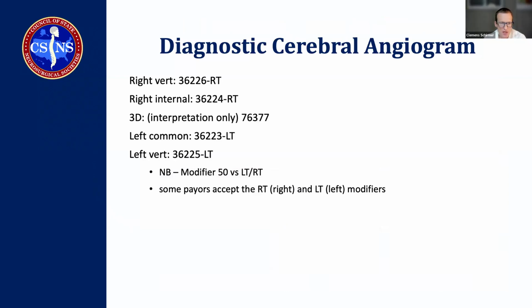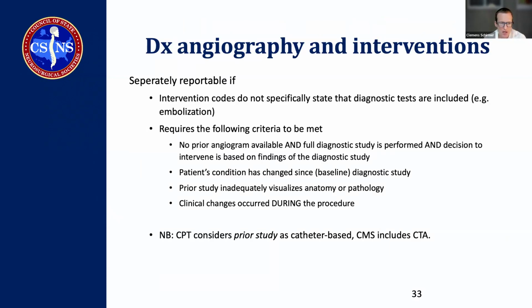And this is how this looks at the end of the day. If you do bilateral injections, you give them a 50 modifier for left and right, and some payers actually want the RT and LT modifiers for this. You can do some separate things here if you have a diagnostic test that is separate.